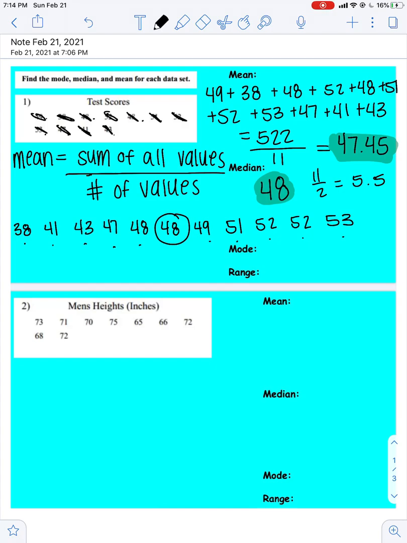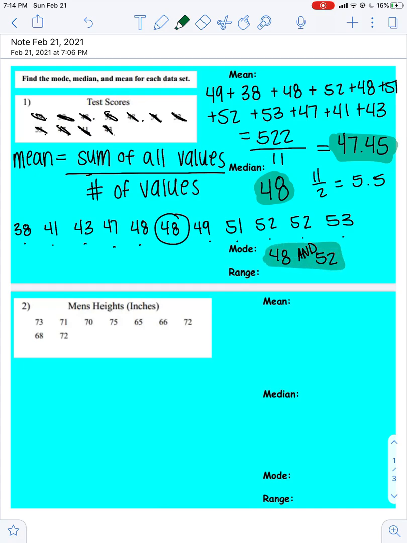And then the mode is the number that occurs the most number of times. So here, 38 only happens once, 41 only once, 43 only once, 47 only once. Now 48 happens twice, so our mode might be 48. 49 only happens once, 51 only happens once, 52 happens twice, and then 53 only happens once. So here my mode is going to be 48 and 52 because they both happen twice.